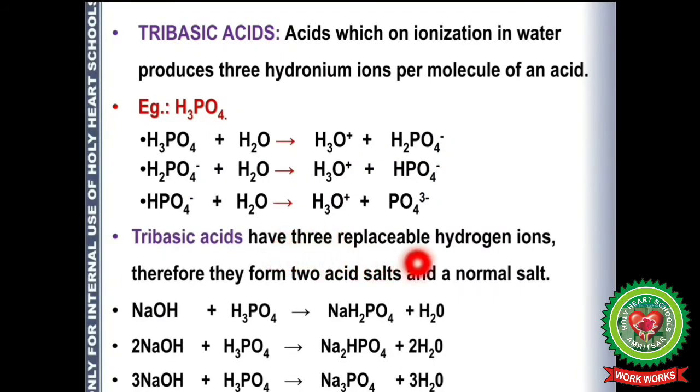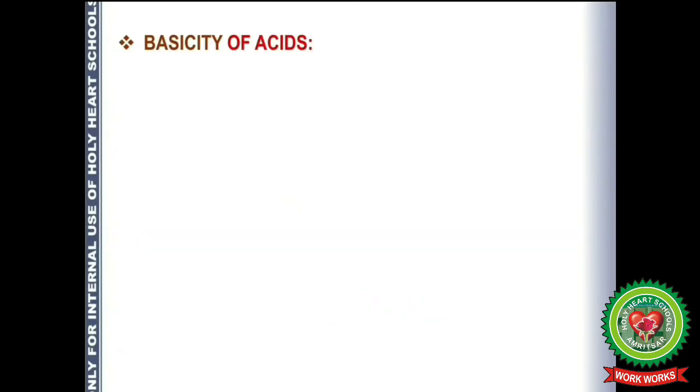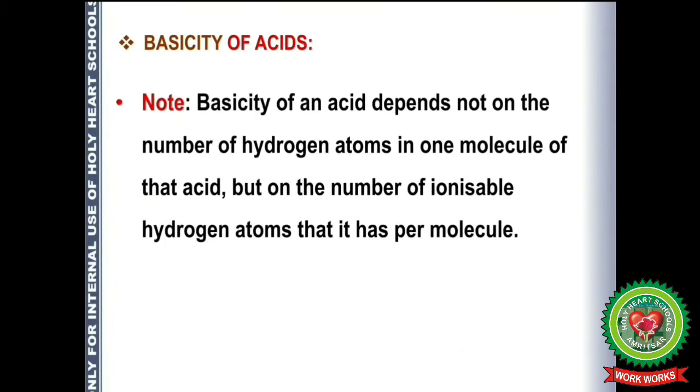For tribasic acids, we know that they have three replaceable hydrogen ions. So they will produce two acid salts and one normal salt. The example is there in front of you. NaOH, when it combines with phosphoric acid, forms NaH2PO4, Na2HPO4 and Na3PO4. The last one is normal. The first two are the acid salts.